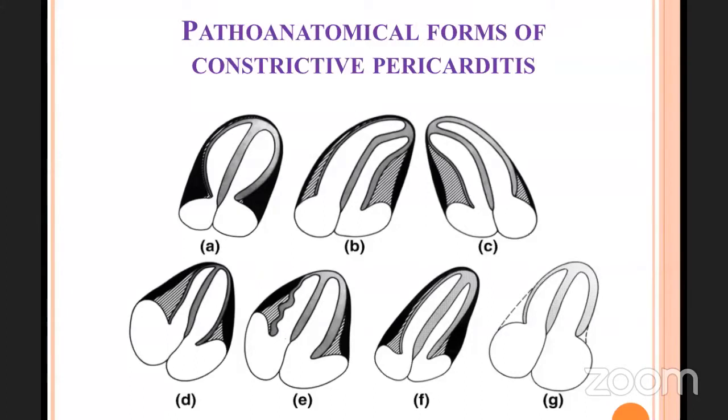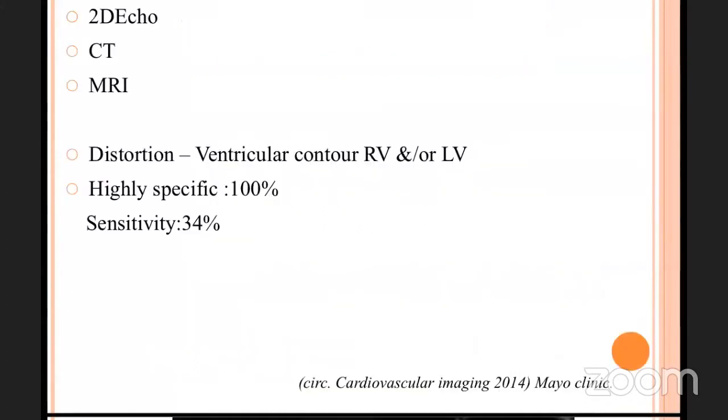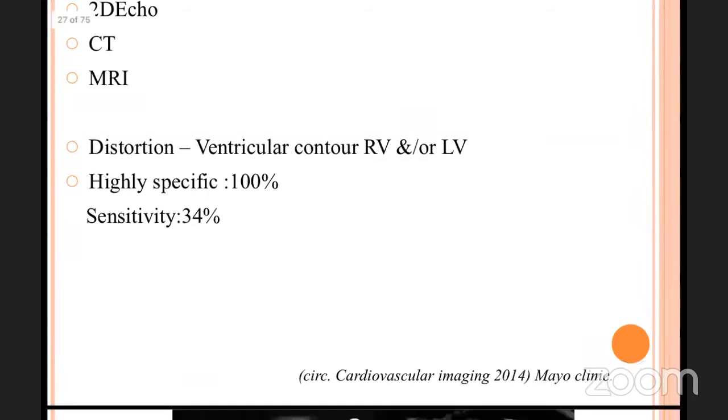You can see here, sensitivity is only 34%. But if it is present, it is very highly specific for constrictive pericarditis. Specificity is almost 100%. So when you're looking at cardiac MRI with gadolinium administration, if the cavity of the right ventricle is distorted, does not look normal, and there is up and down of the anterior surface of the right ventricle with obliteration of the cavity, that's going to be more likely a constrictive pericarditis rather than a restrictive cardiomyopathy.